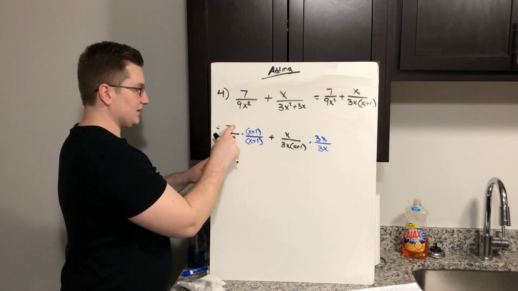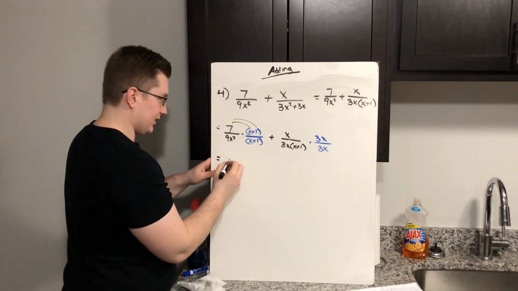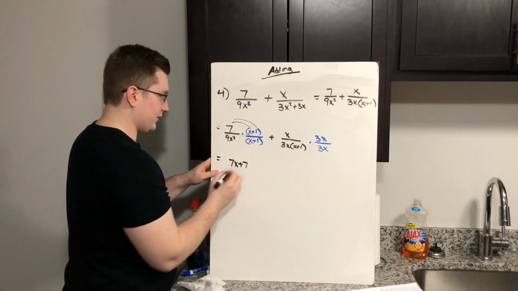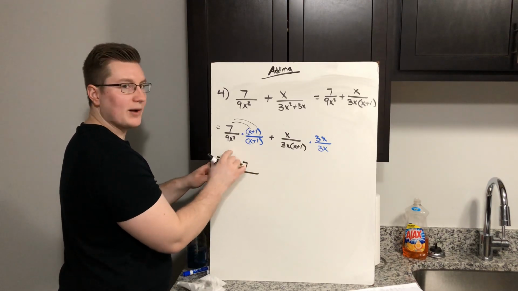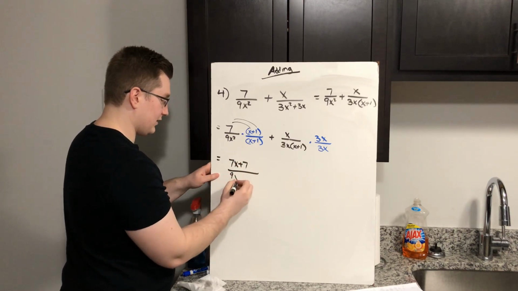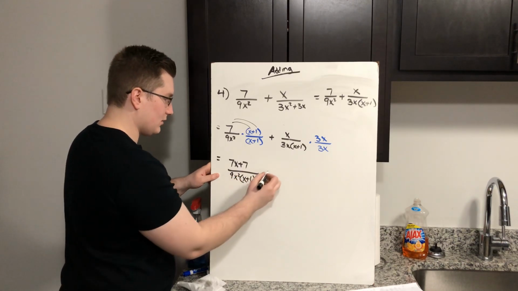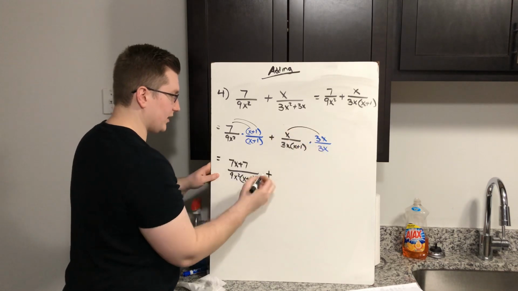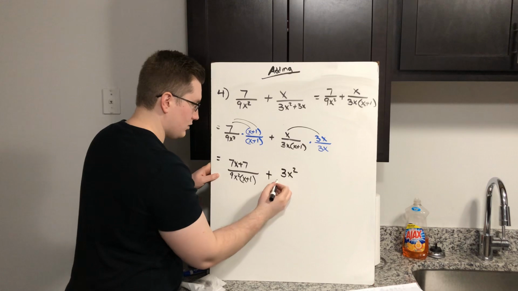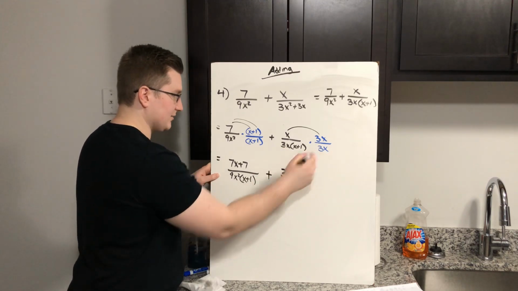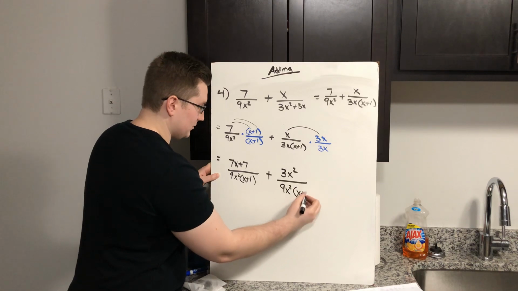So I'm just going to multiply 7 times x plus 1. If I distribute that out, I get 7x plus 7 over, and I'm not going to worry about distributing the bottom at all. I'm just going to have 9x squared times x plus 1. Plus, I'm going to multiply here. X times 3x is 3x squared over 3x times 3x is 9x squared. And I still have this x plus 1.